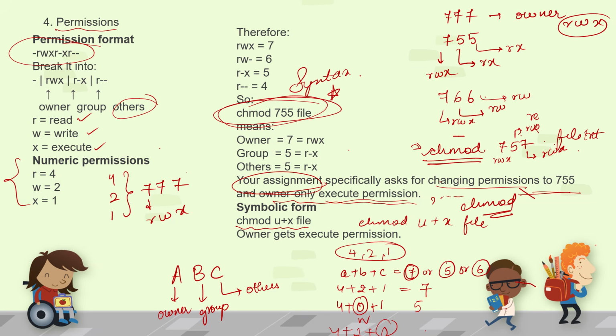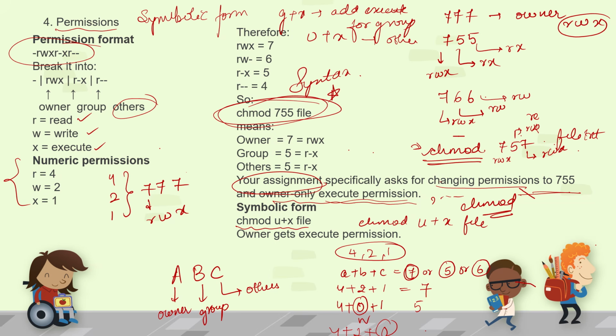So this is about symbolic form. Now understand in symbolic form, I'll explain it here. Let's say if I had written g+x, that means add execute permission for group. Similarly, I could have written o+x for others. And what if I write a+x? This is a very important question. I want you all to check it, but I'll mention the answer somewhere on this screen only. So there, the answer I've written.